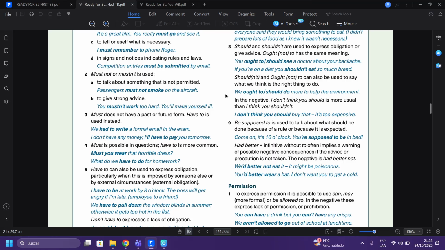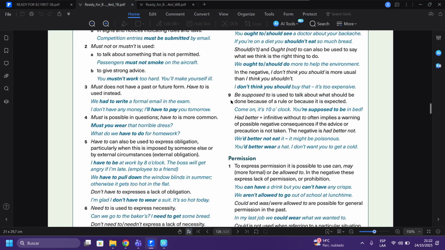Yes. Then we have shouldn't and ought not to. This can also be used to say what we think is the right thing to do. For example, we ought to or we should do more to help the environment. That is what you think about this. That is the proper thing, the suitable thing to do. In the negative, I don't think you should is more usual than I think you shouldn't, right? For example, I don't think you should buy that. It is too expensive. It is more common.